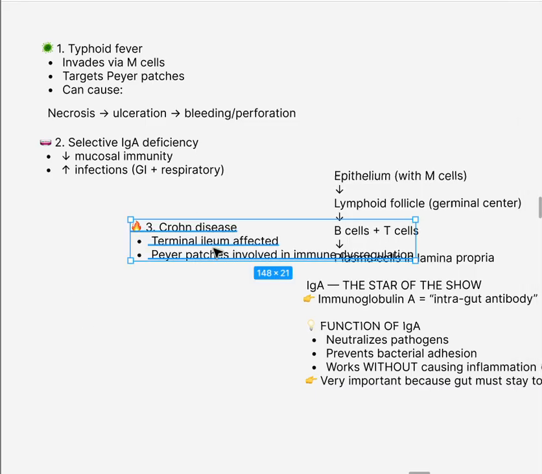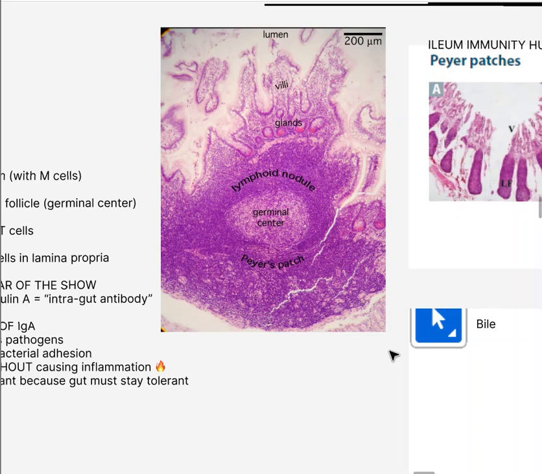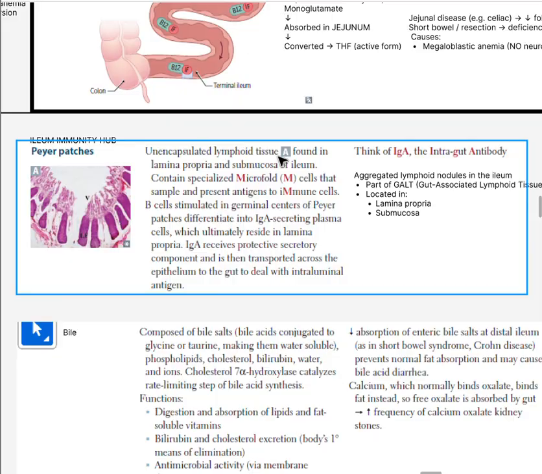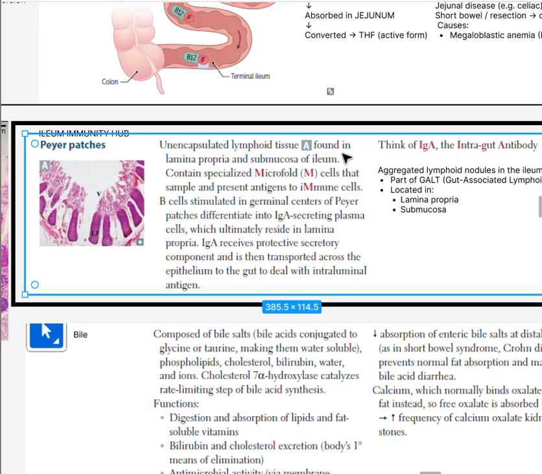Whenever we get Crohn's disease, the terminal ileum is affected. Peyer patches are involved in immune dysregulation, right? So let's go back and read what we have here. These are unencapsulated lymphoid tissue. We call them gut-associated lymphoid tissue. They're found in the lamina propria and submucosa of the ileum.